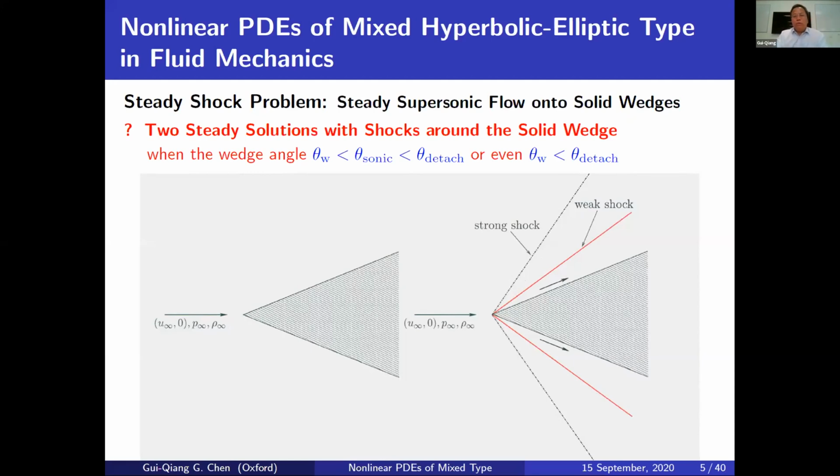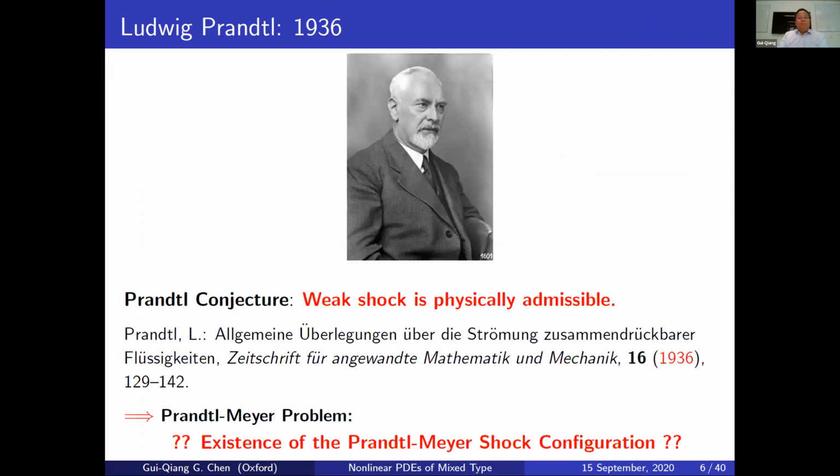The question is whether both solutions are physically admissible, and if yes, what the underlying mathematical reasoning is. If not, we exclude one of them. This first caught attention from Prandtl. Based on experimental results, he conjectured that one of the solutions, called the weak shock solution, is physically admissible.